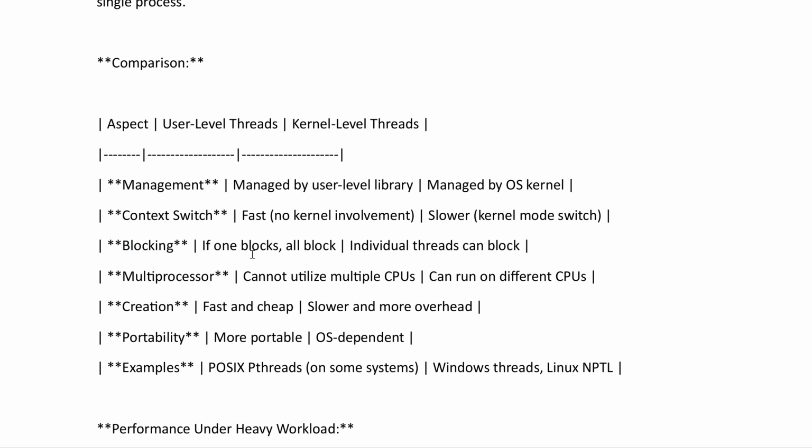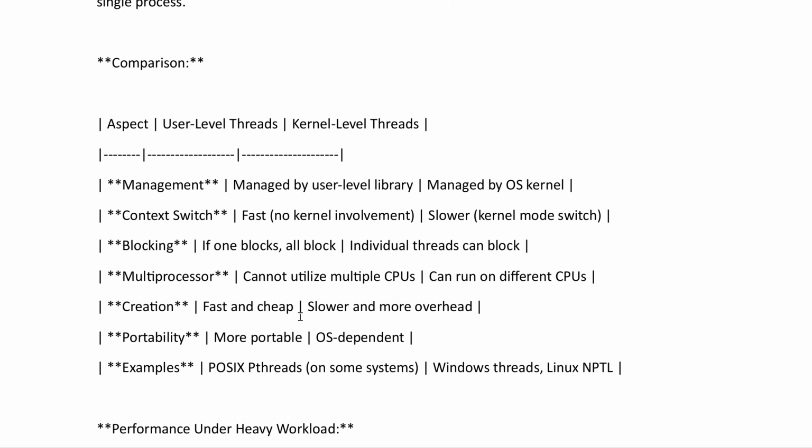As far as blocking is concerned, if one user level thread blocks, all user level threads will block, whereas in kernel level threads, individual kernel threads can block. As far as multiprocessor is concerned, user level threads cannot utilize multiple CPUs, whereas kernel level threads can run on different CPUs.